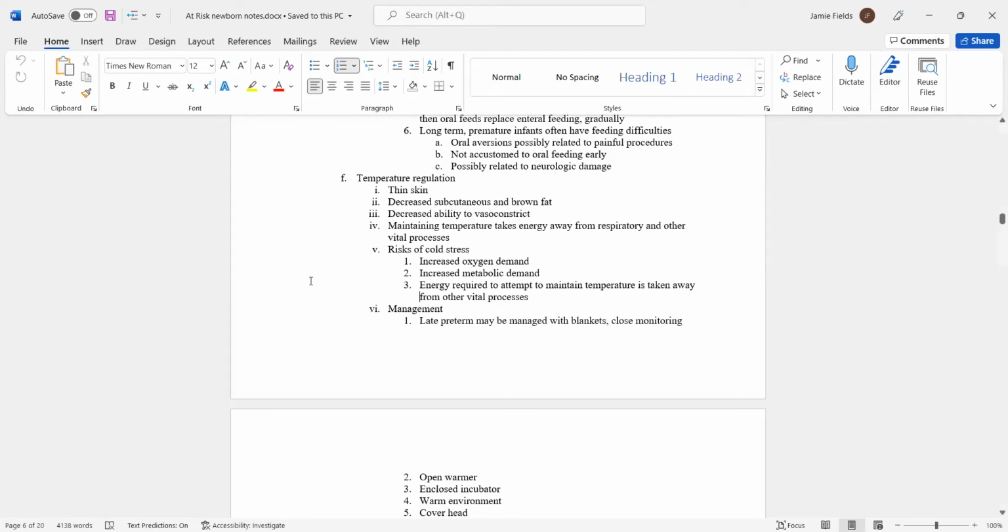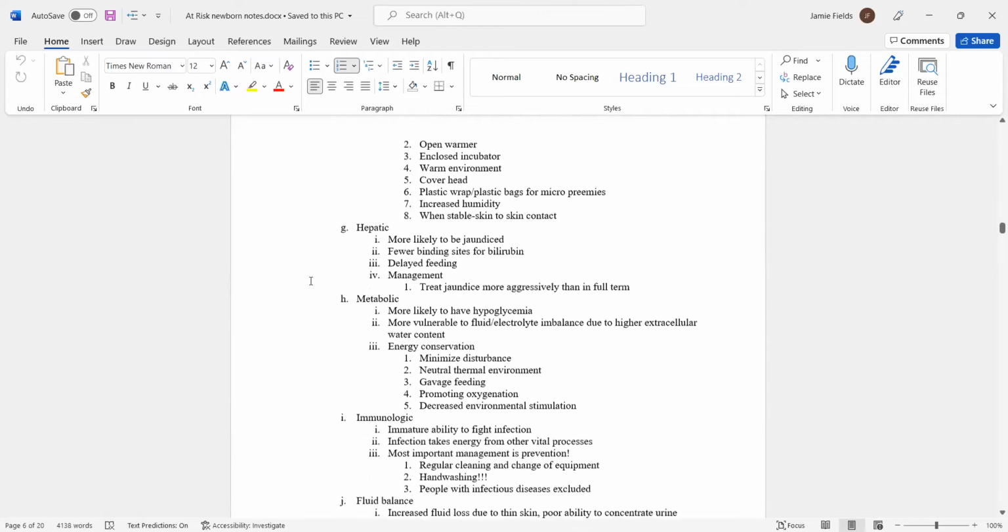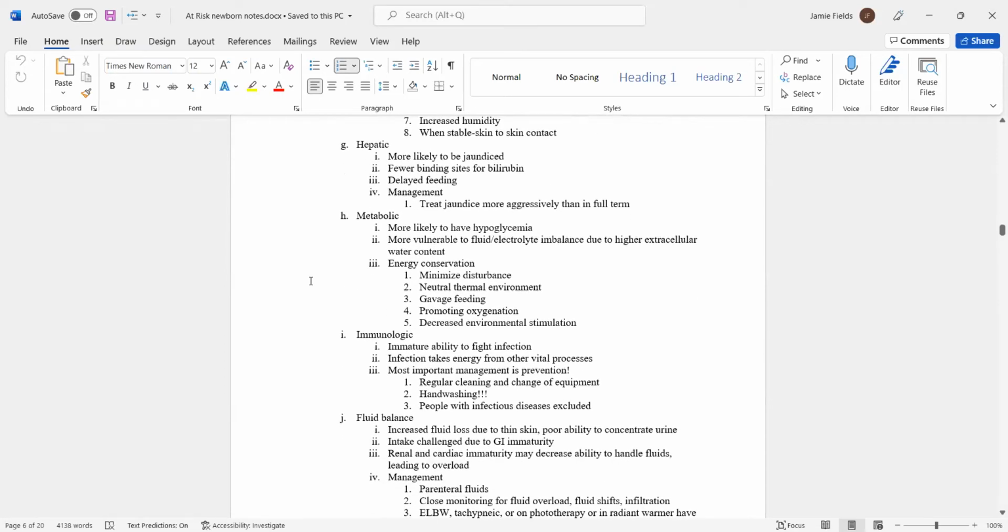All right. So liver. How does prematurity affect the liver? Binding sites for what? So the immature liver has a harder time conjugating bilirubin. Good. And part of that is because the liver's immature.